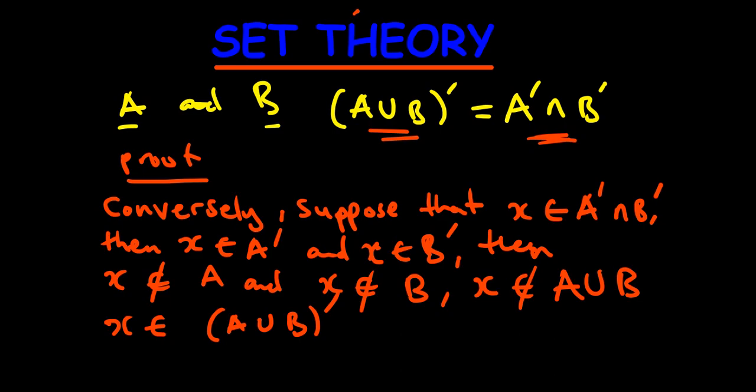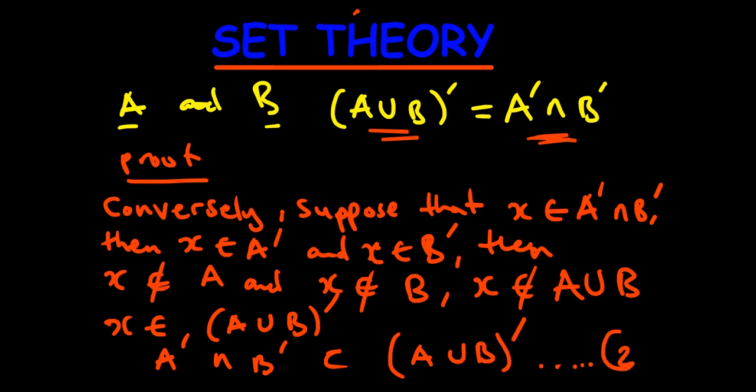So this shows us that A complement intersect B complement is a subset of A union B complement. So you can name this two like that. Right. So from here you now make and draw your conclusion.